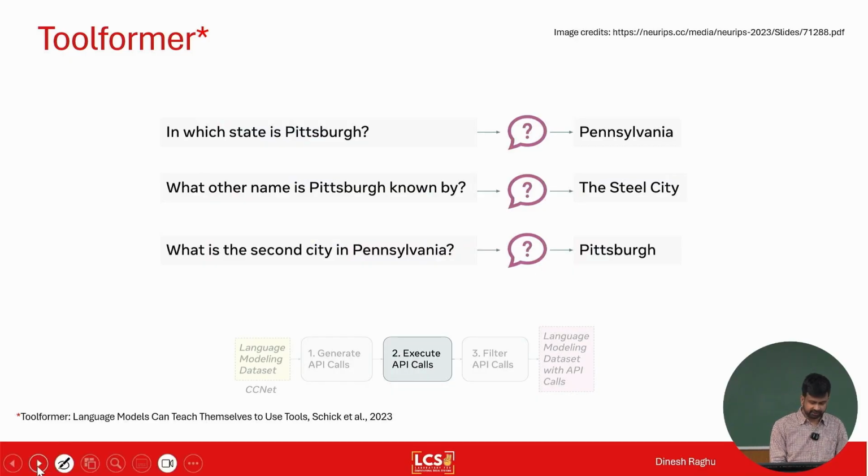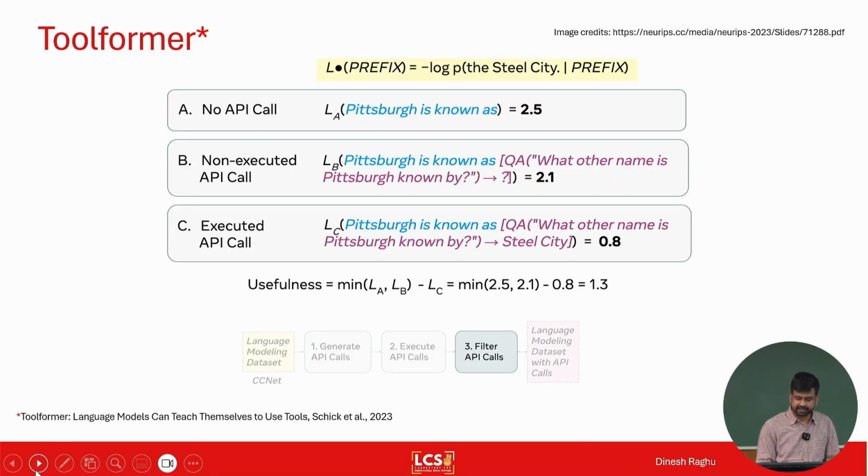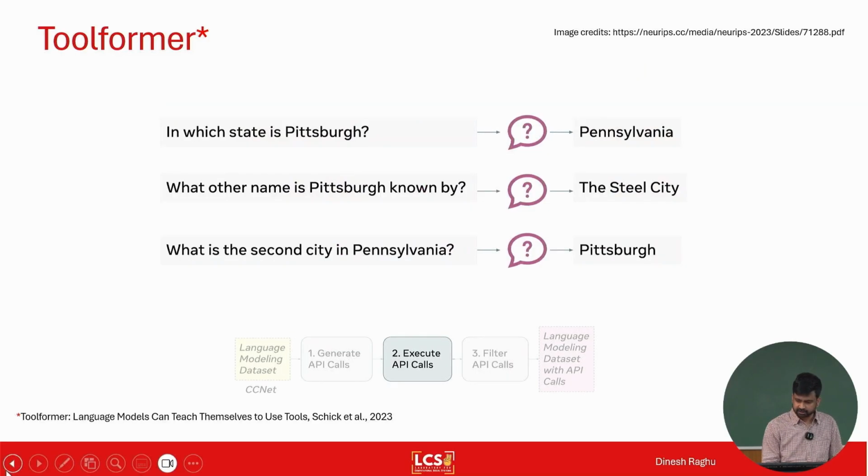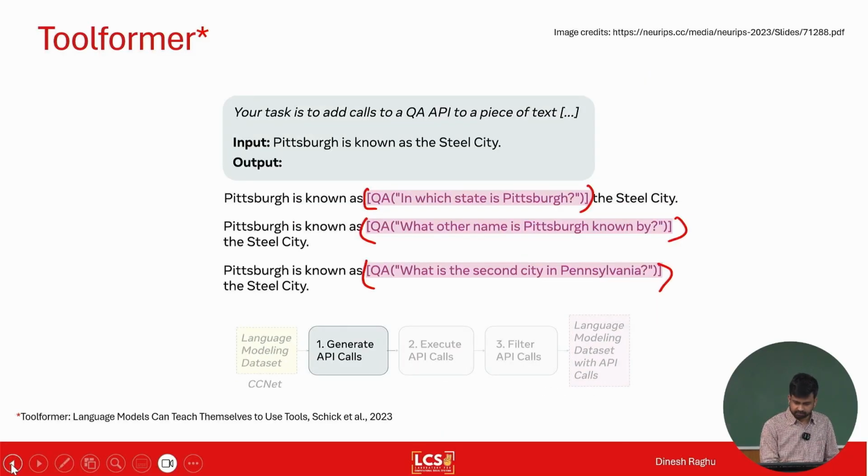So now is the filtering part. Now what they say is that let's see whether this execution actually helped me do a better job or not, right? So how did they do that? First is that let's compute the negative log likelihood of the word that is to be predicted after that, which is this part, right? The steel city, or just an average of that.